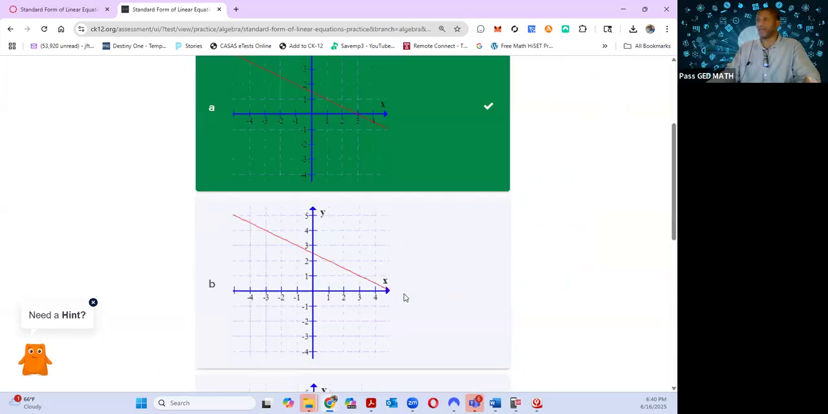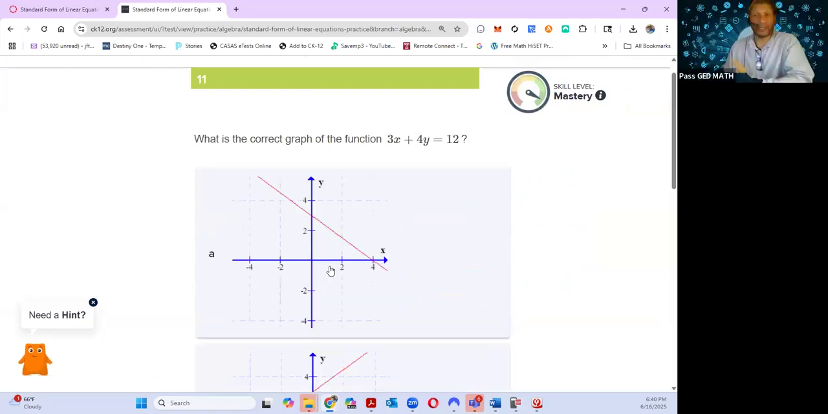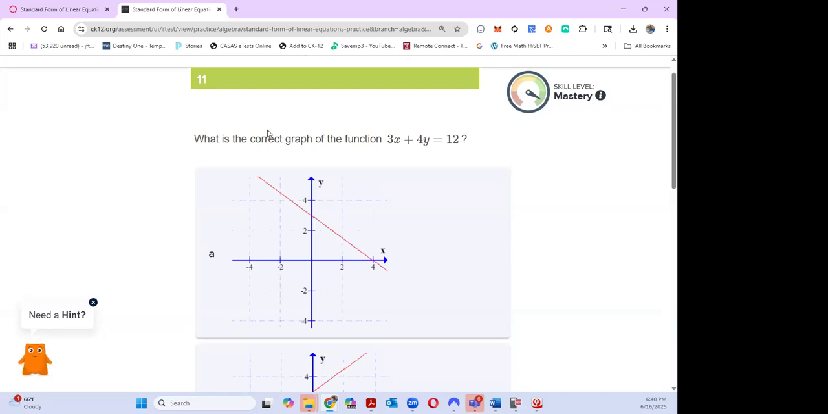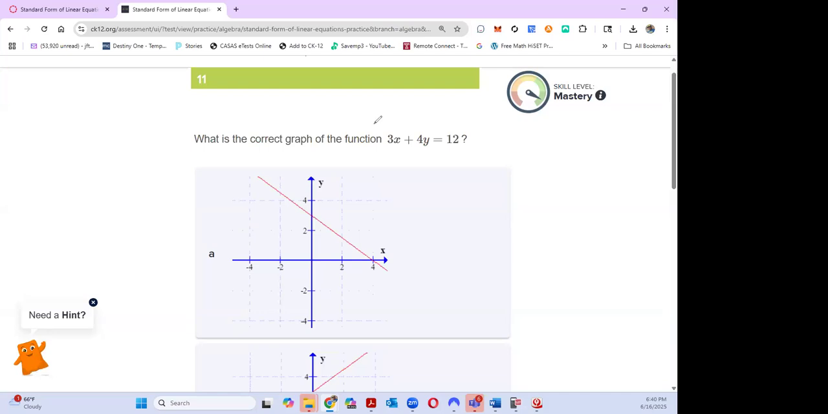So let's try the next one. Again, why did I select this assessment? It's because I've seen this question on the GED. They give you an equation of a line and you have to pick the graph. So again, is this standard form or slope intercept form? Standard.